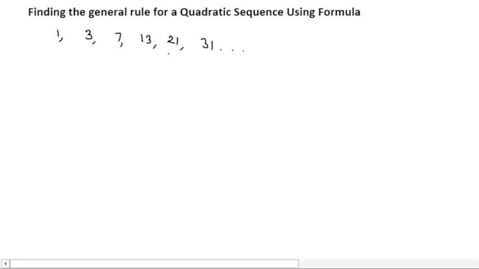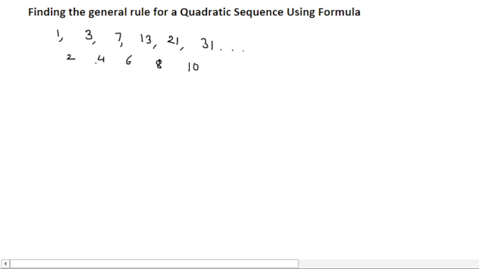This is a number sequence. Let us see if it is a quadratic sequence or an arithmetic sequence. For that, we'll have to subtract the consecutive terms. So I'm subtracting: 3 minus 1 is 2, 7 minus 3 is 4, 13 minus 7 is 6, 21 minus 13 is 8, 31 minus 21 is 10. I have calculated the first difference.